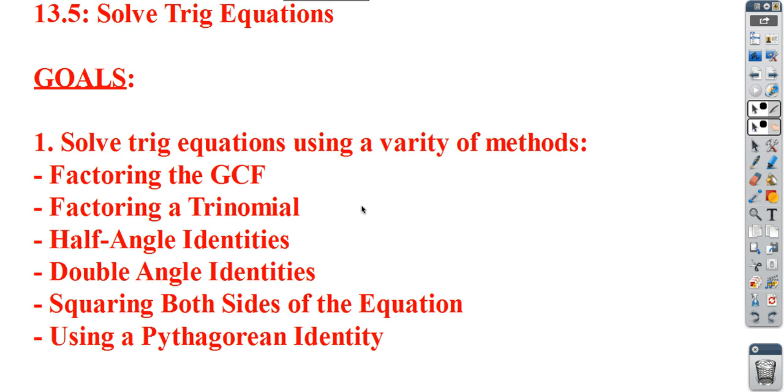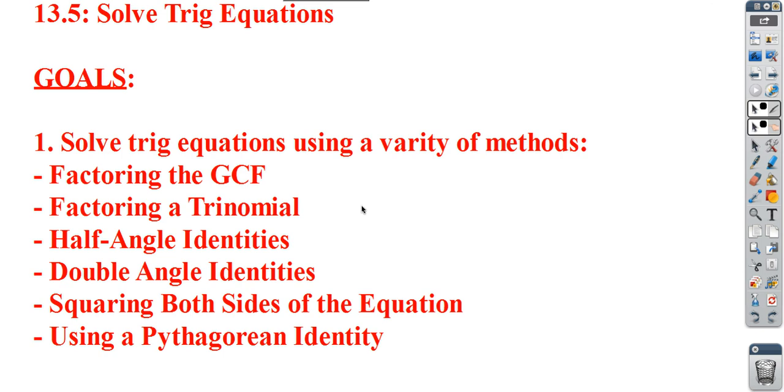In section 13.5 we will talk about how to solve trig equations, and this kind of ties together most of what we've done in the earlier section. So you'll be using identities again a lot, and you'll also be using basically the general algebra techniques that you've used throughout the course, things like factoring and so forth. So we'll see how that works.